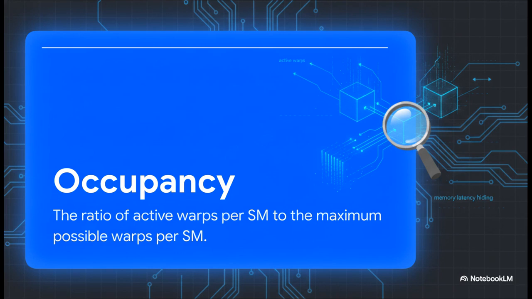Occupancy is essentially just a ratio. It measures how full each SM is by comparing the active warps currently on the SM against the theoretical maximum it could hold. Higher occupancy means the hardware's warp scheduler has way more choices. If one warp pauses to grab data from global memory, a high-occupancy SM has dozens of other warps ready to swap in instantly, which completely hides that memory latency.